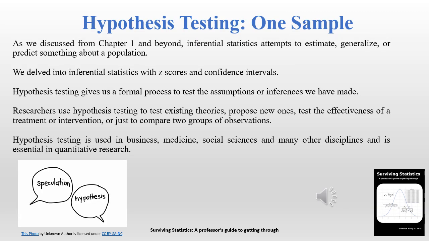Beginning in Chapter 1, we talked about descriptive statistics and inferential statistics, and we said that inferential statistics allow us to estimate, generalize, or predict something about a population. We delved into it a little bit with z-scores and confidence intervals. Hypothesis testing, though, gives us a formal process to test our inferences or assumptions that we've made.